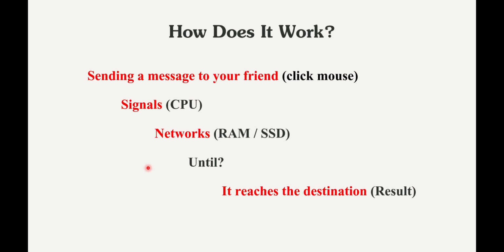The motherboard works in a similar way. Whenever you click your mouse, the instruction travels through this motherboard. It reaches the CPU, processes it, and gets the required data from RAM or SSD, and finally sends the result back to your screen, that is the output screen. The motherboard is the path that allows all this communication to happen.